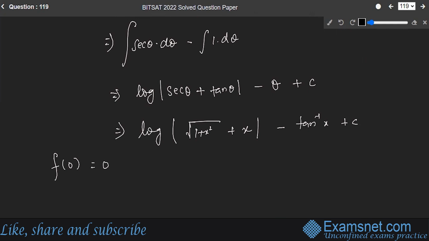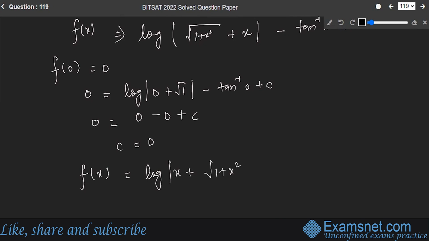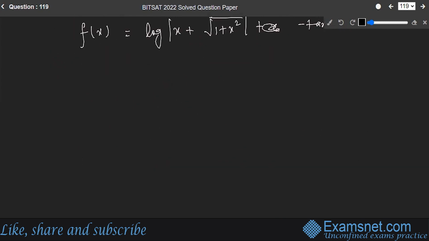So this becomes your f(x). So 0 is equal to log of (0 plus root of 1) minus tangent inverse 0 plus c. So that becomes equal to 0 and 0 plus c, or you have c is equal to 0. So your f(x) becomes log of (x plus root of (1 plus x squared)) minus tangent inverse x plus c. You have to find out f of 1.